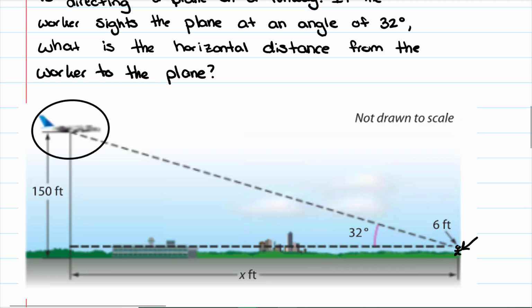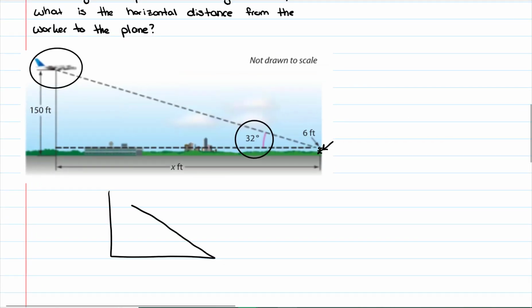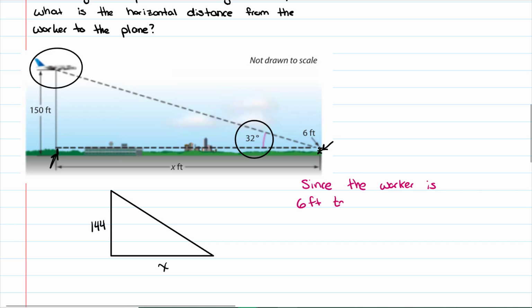So right away we know we're going to use the angle of elevation, and that it's 32 degrees, and we know the height of the plane is 150. If we were to just draw the triangle like this and put 150 here and x here, that wouldn't be correct because we have this extra little distance right in here of 6 feet. So what you actually have to do is make this 144 feet. Since the worker is 6 feet tall, we subtract that height from the plane's height off the ground.